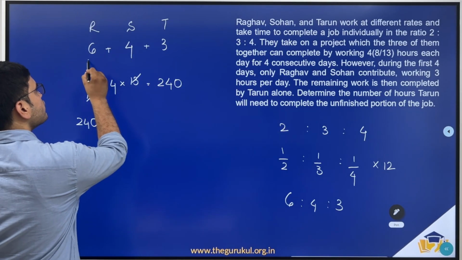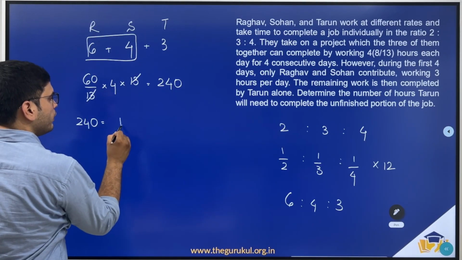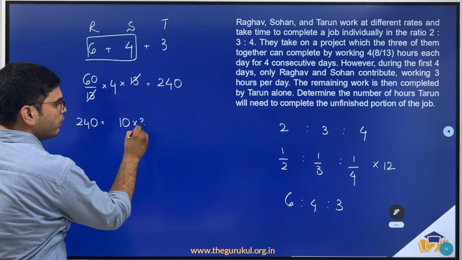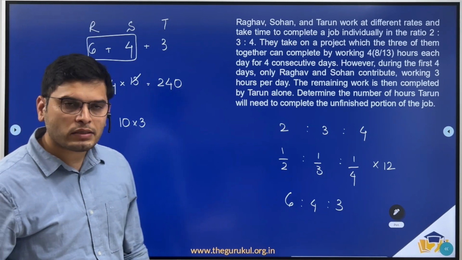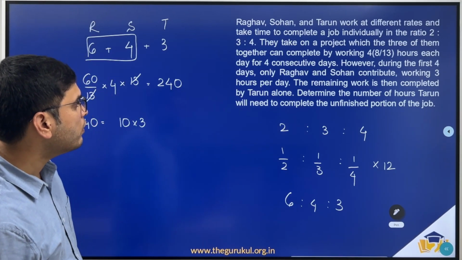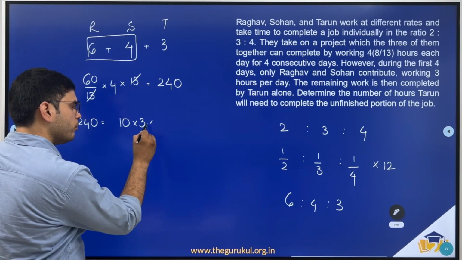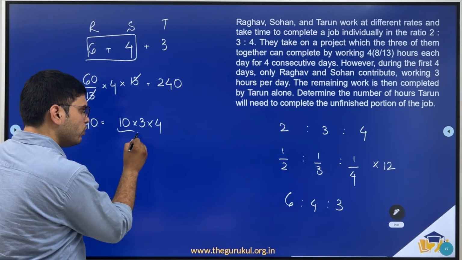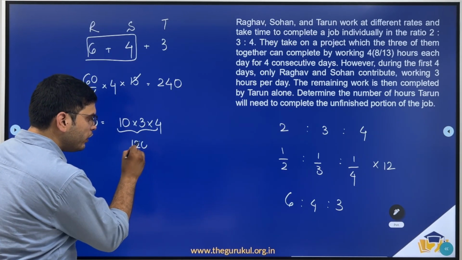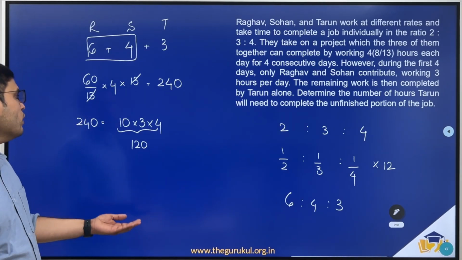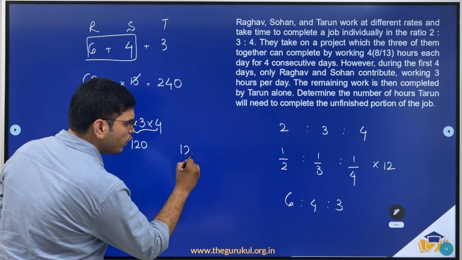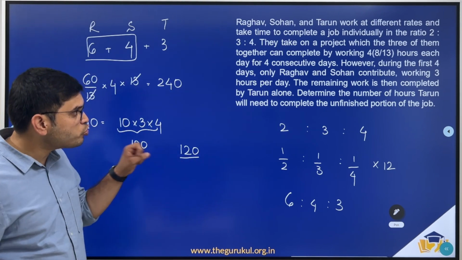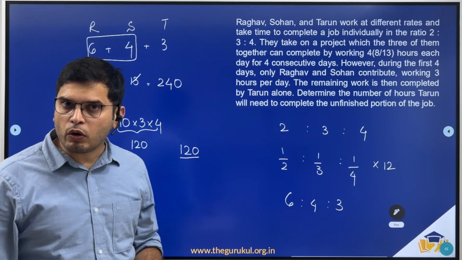Now what is the combined efficiency of Raghav and Sohan? 10 units per hour, and they're working for only 3 hours every day, and they work for 4 days. So they would have completed 120 units of work, right? So 120 units of work is pending, and this should be finished by Tarun working alone.